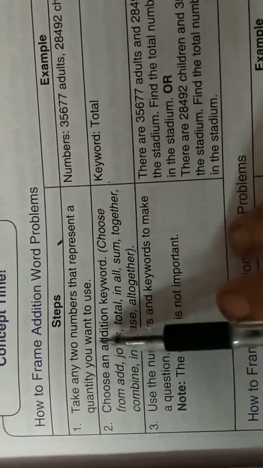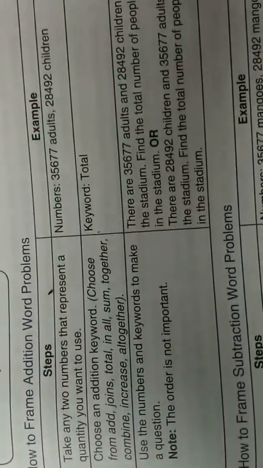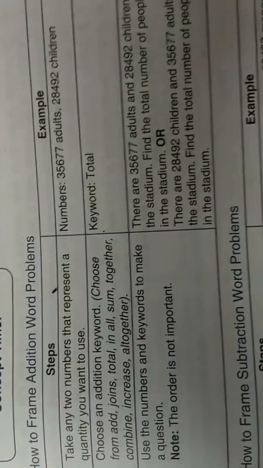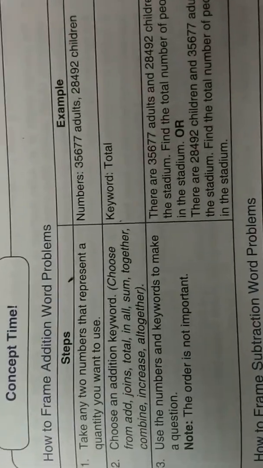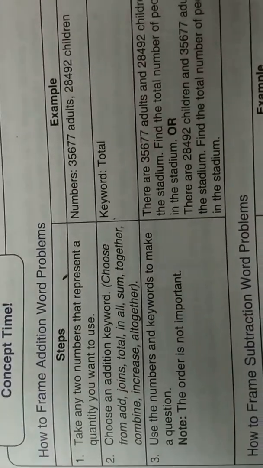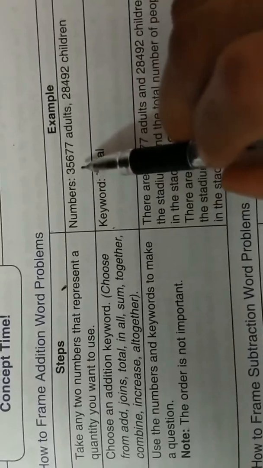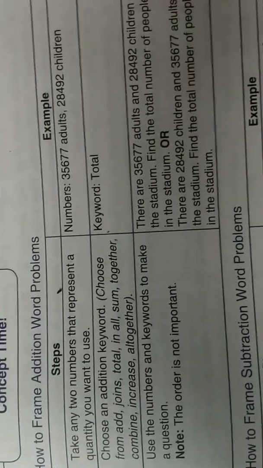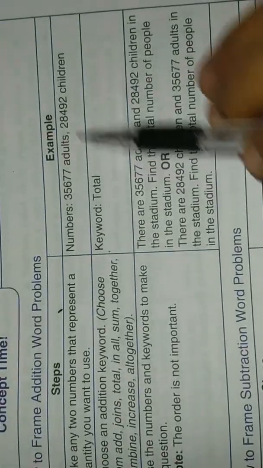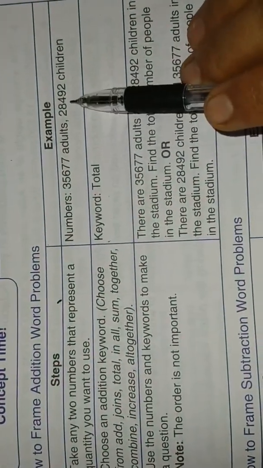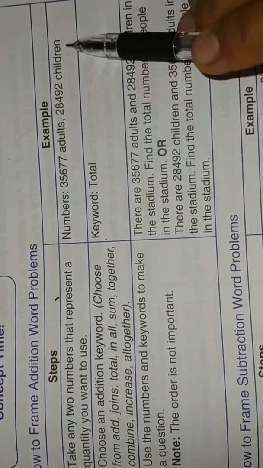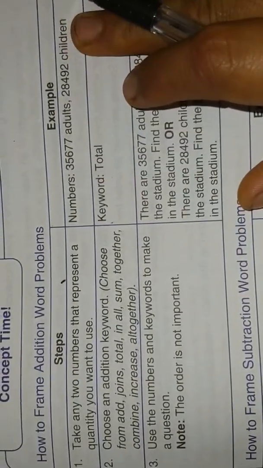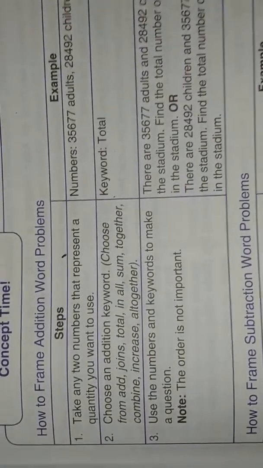First of all, take any two numbers that represent a quantity you want to use. First of all, what do we have to do? We have to find the quantity and numbers we want to use. So here the numbers are 35,677 adults and 28,492 children. Okay, this is the numbers. Then we have to choose the keywords.